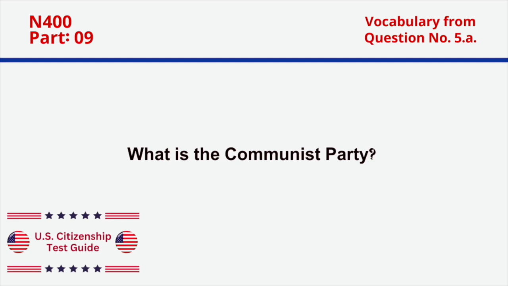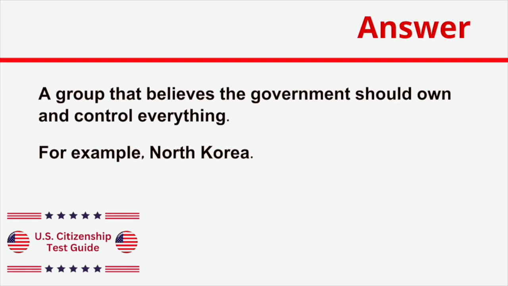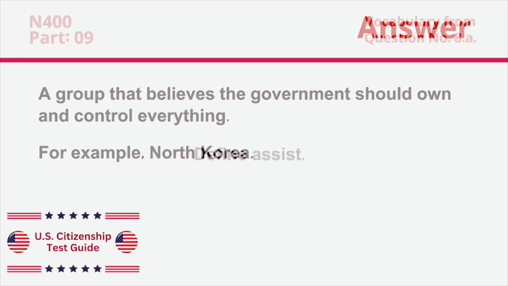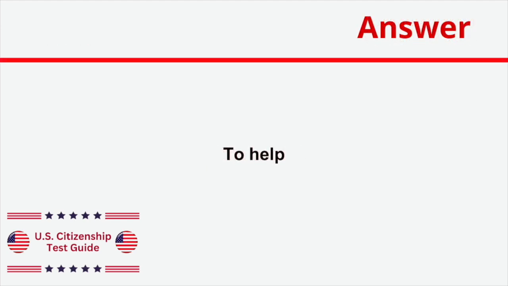What is the Communist Party? A group that believes the government should own and control everything. For example, North Korea. Define assist. To help.